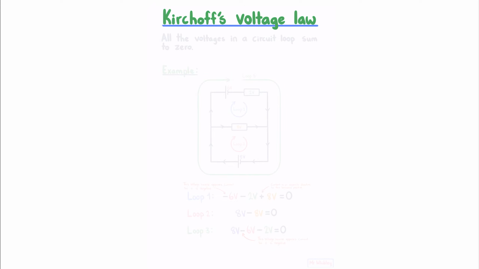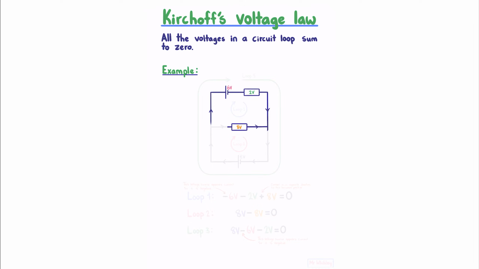Kirchhoff's voltage law. All the voltages in a circuit loop sum to 0. And while this is a simple enough statement, the analysis it requires is a little bit more complex. So for example, if we had this circuit here with a 6-volt source connected to a resistor that is consuming 2 volts, in series with another resistor consuming 8 volts, and then all of that in parallel with another voltage source providing 8 volts, looking at this circuit, we can define 3 loops.